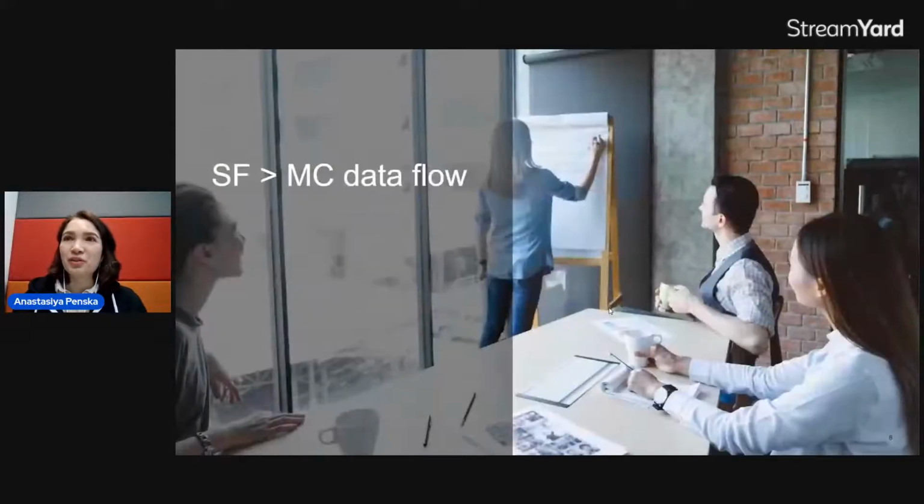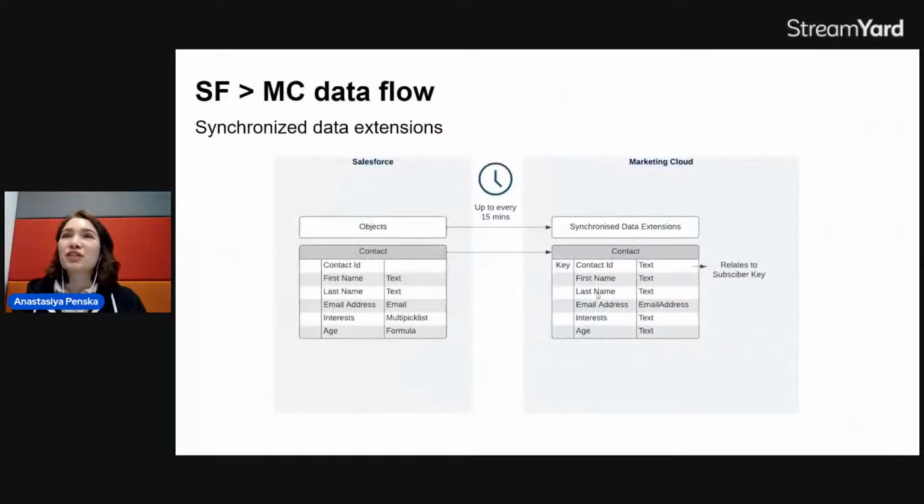Okay, so let's go into the data flow. So first of all, Salesforce to Marketing Cloud data flow. So let's dive in. As I mentioned before, every 15 minutes, the data is going from Salesforce into Marketing Cloud. So every object becomes a synchronized data extension. So it flattens the structure that we see in Salesforce.